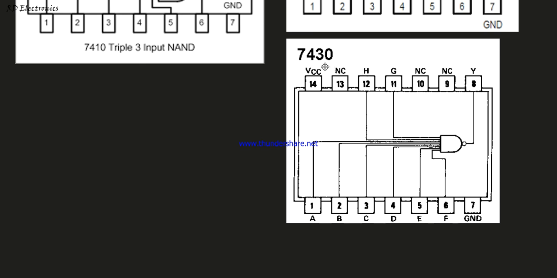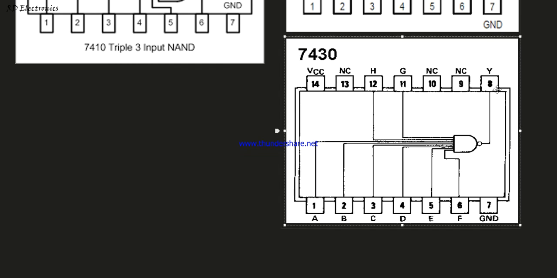Now next 7430, it is known as an 8 input NAND gate. Here 1, 2, 3, 4, 5, 6, 11, 12 are 8 inputs and 1 output. Pin number 13 is no connection, pin number 7 is grounded, and pin number 14 is plus VCC. 7430 is very special. This 8 input NAND gate is used for various purposes, for many mod counters or long counting, for register select or address decoding in an 8085 microprocessor. This 7430 IC is very much used. Pin number 8 is the output, and 9, 10, 13 are no connection.